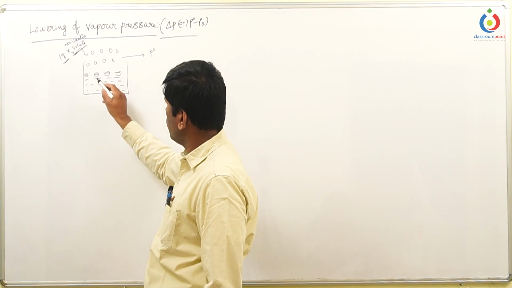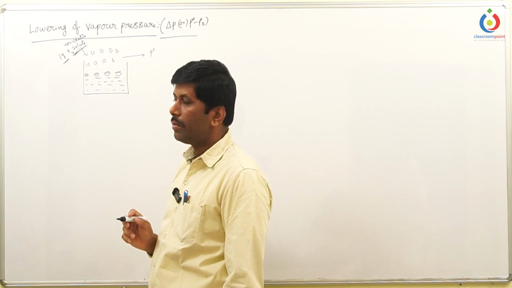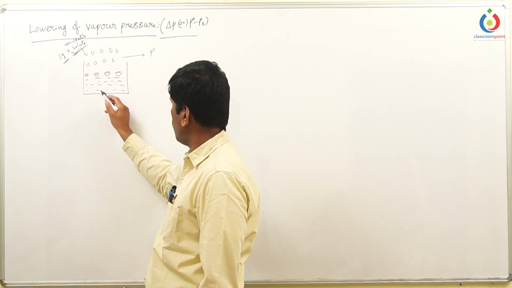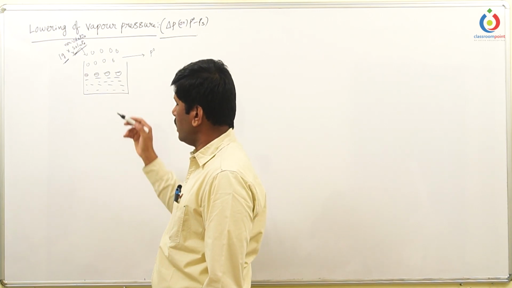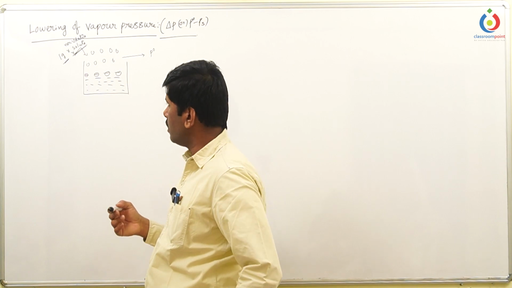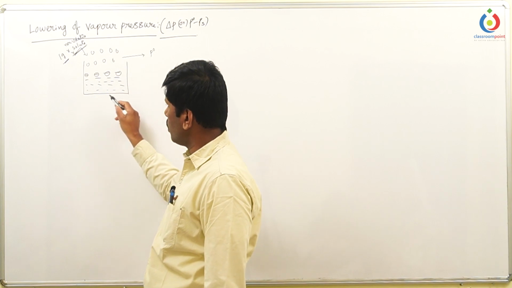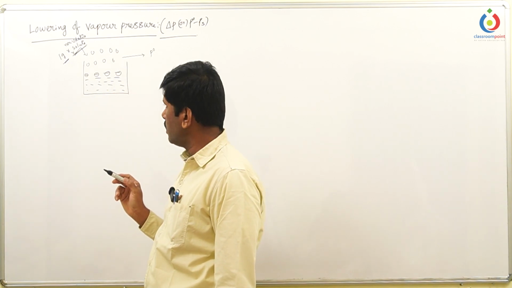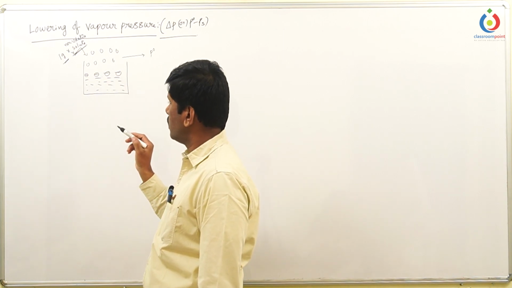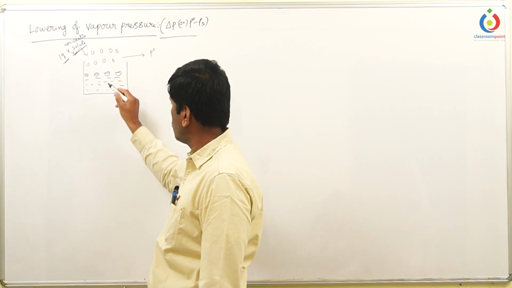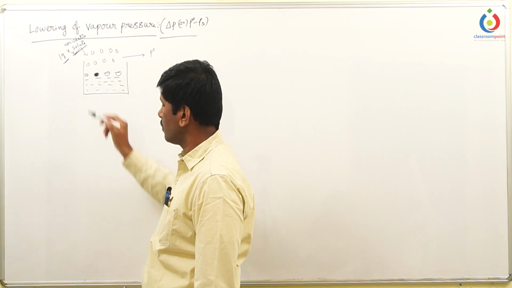So in this solution, both solute particles as well as solvent particles are present. And the solute particles are not only present at the bottom of the flask or beaker. Since we are discussing a homogeneous solution, the solute particles are uniformly distributed throughout the volume of the solution. Hence, they also occupy the surface area. Some of the surface solvent molecules are being replaced by the non-volatile solute particles.